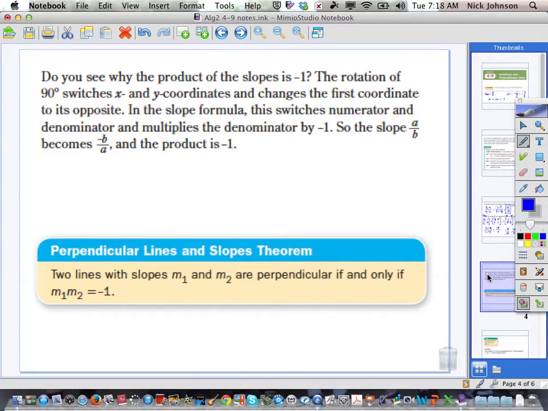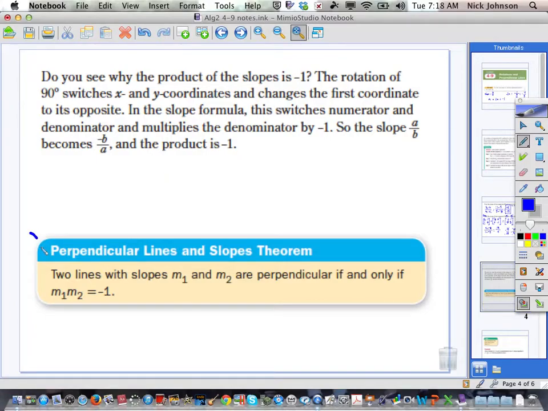I sure hope so. The rotation of 90 degrees switches the x and y coordinates and changes the first coordinate to its opposite. In the slope formula, this switches the numerator and denominator and multiplies the denominator by negative 1. So the slope a over b becomes negative b over a. And the product is negative 1, as I just showed you.